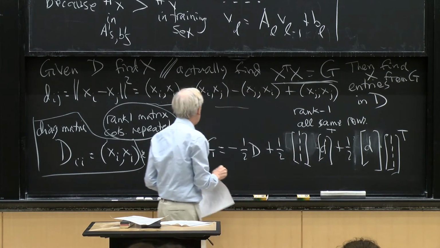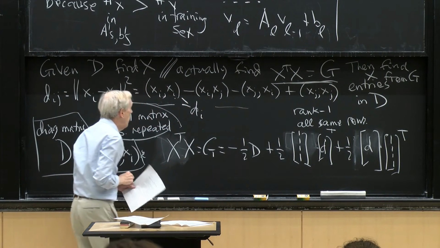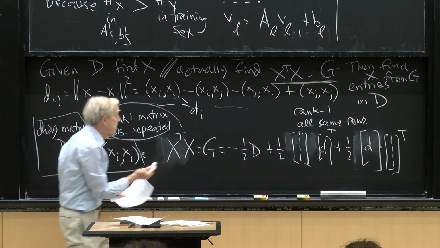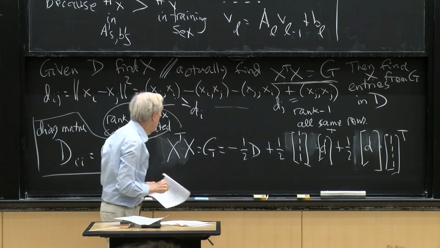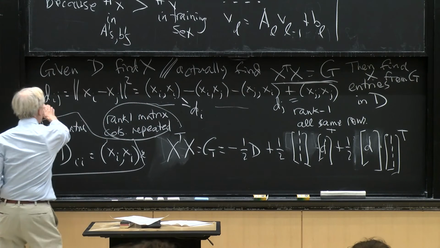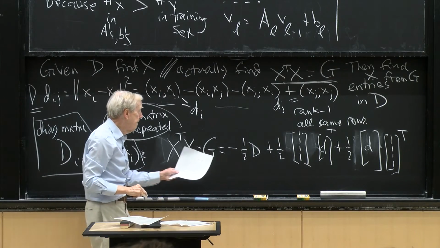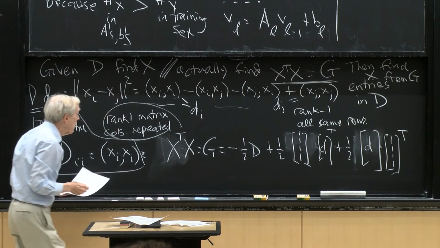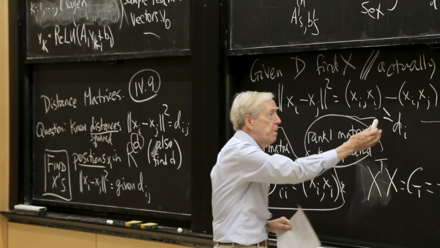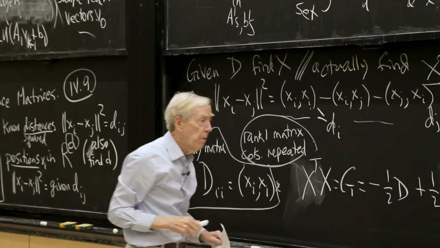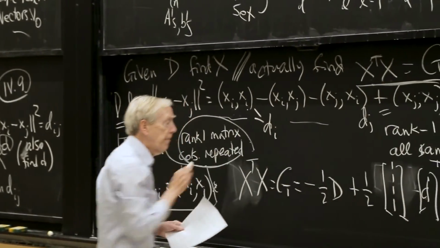The D is just the set of D numbers. Let's call that DI. And this is DJ. So here's the D matrix. So part of the D matrix is this bit and this bit, each giving a rank 1. Now it's this part that I have to understand.